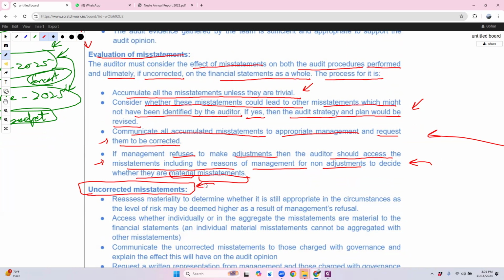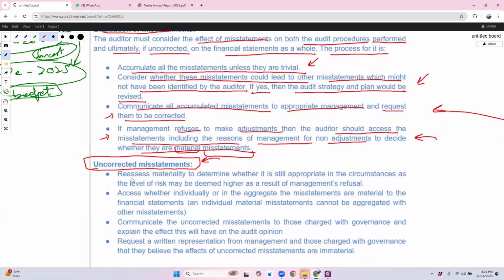What do you do about those? That is also a question. Reassess materiality to determine whether it is still appropriate in the circumstances, as the level of risk may be deemed higher as a result of management's refusal.